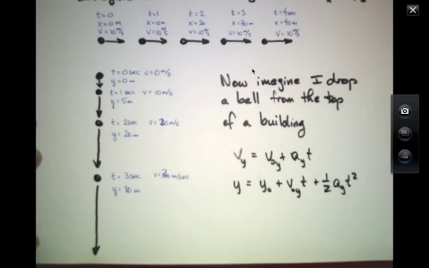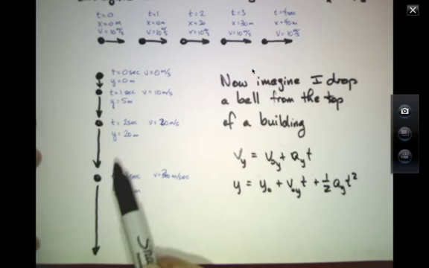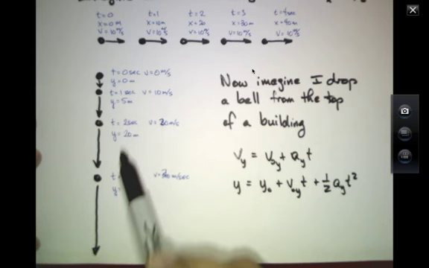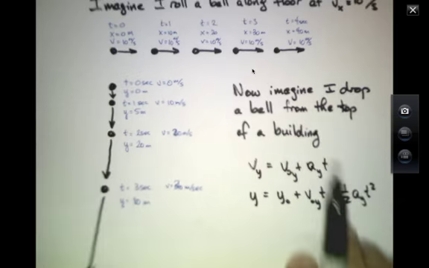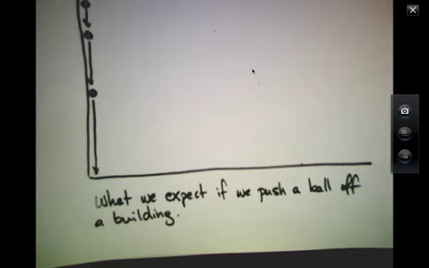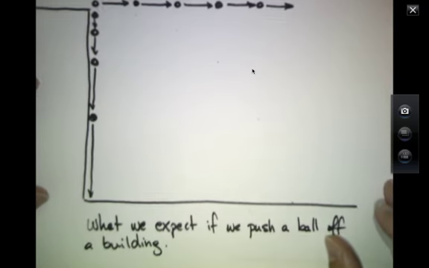And so on. So the position is just advancing along, and it's not advancing uniformly, it's growing quadratically because of this t squared. That's if I just drop a ball off of a building. But now let's imagine a more complicated problem.